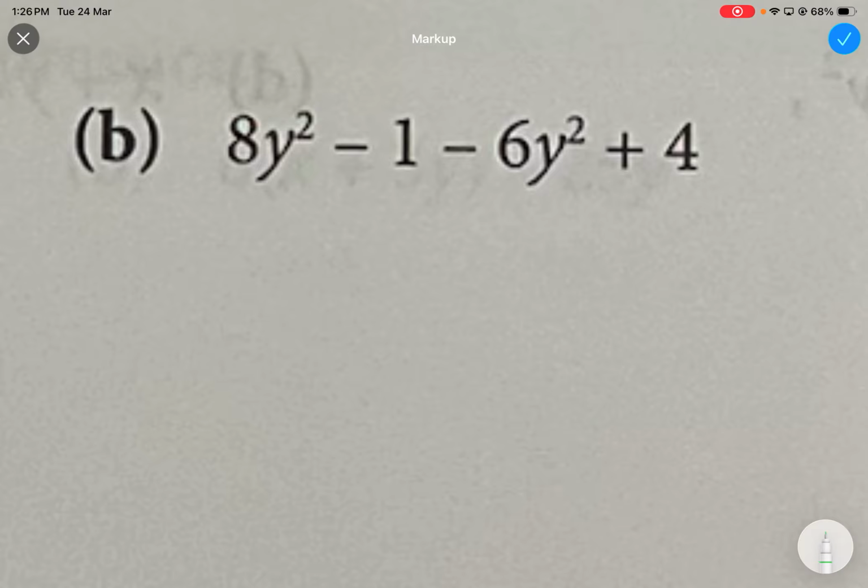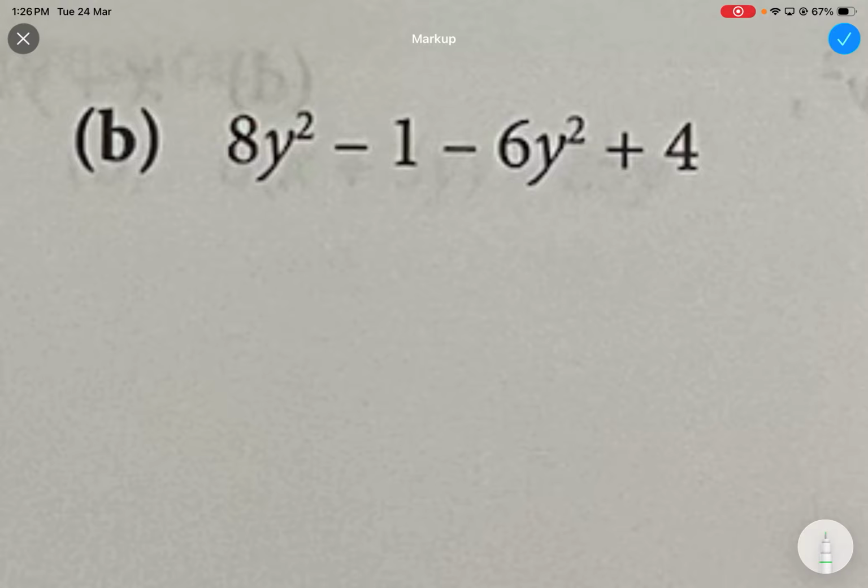Why can I do this? Primary school, you all should have learned before. 2 plus 4 is the same as putting my 4 in front and my 2 behind. I can shift the position. Plus and minus, I can shift them. So I shift this third term to the front first. I group them together. Wait, can you understand or not?